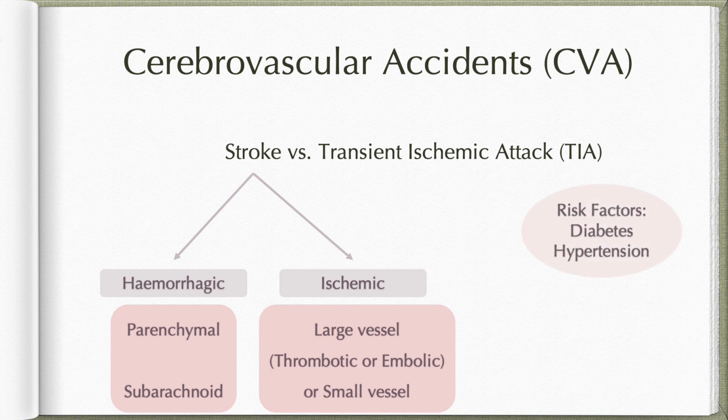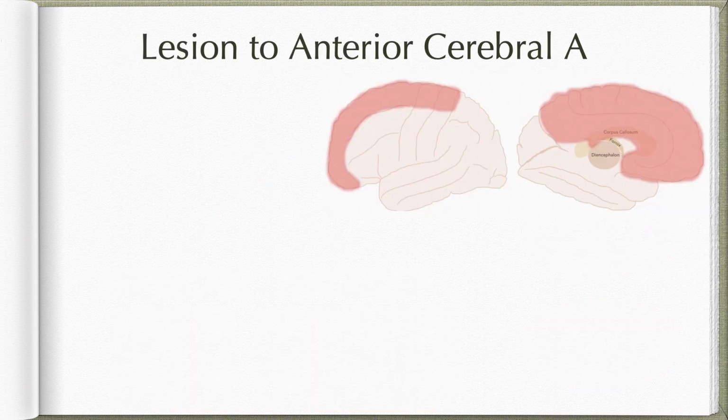Risk factors for stroke are commonly diabetes and hypertension. That's why it is seen most commonly in elderly people. The most commonly affected artery involved in the cerebrovascular accident is the middle cerebral artery. Now, let us find out what are the effects of lesion to individual arteries.